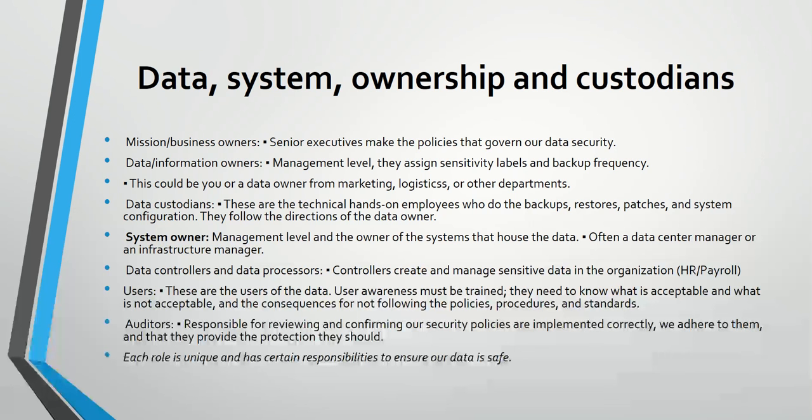Hi viewers, in this video we are going to talk about different types of roles to make sure that data is secure. We will start with the business owner. This is senior leadership that makes the policy that governs our data security, and they are ultimately liable. Just because they are liable, it does not mean anyone else is not liable. Other roles need to do their due care and due diligence.